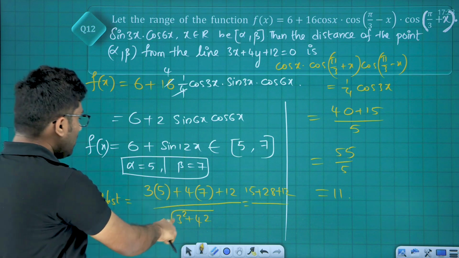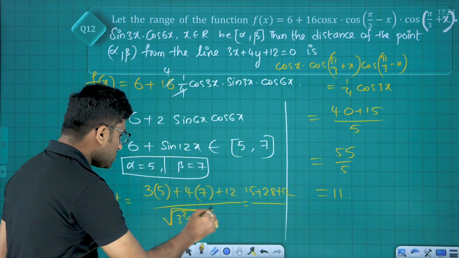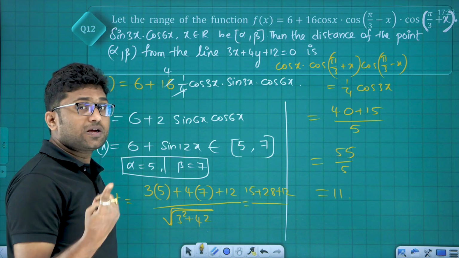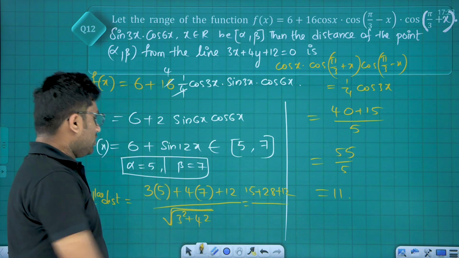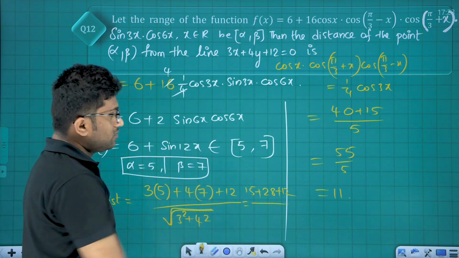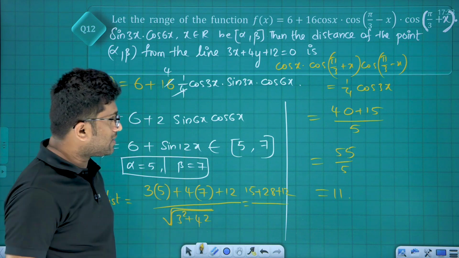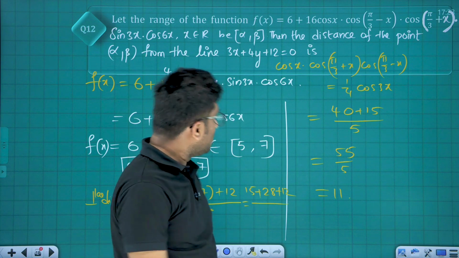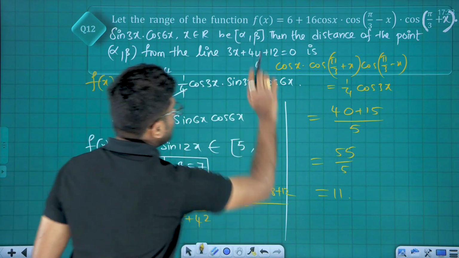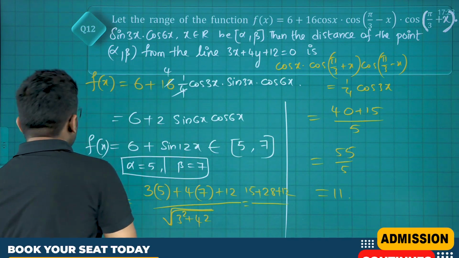See, one mistake I made. Instead of root over a square plus b square, I put a square plus b square. Luckily I identified it. That's great actually. So root over 3 square plus 4 square is equal to 5. So the answer is 11 units, friends. Answer is 11. Next question.